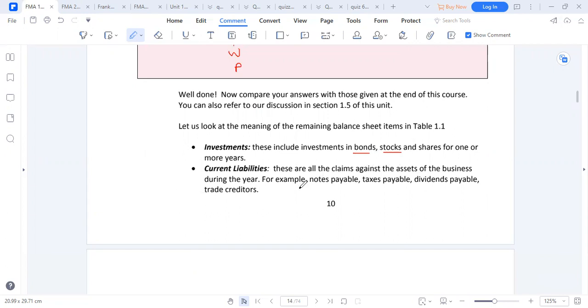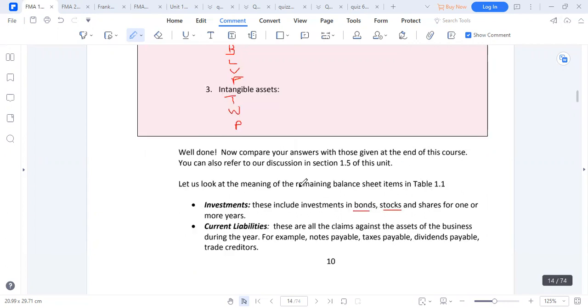Sorry, just a minute. On intangible assets, where we said trade name, goodwill are examples, and what's the P? The patents. A patent. Yes, a patent right. For instance, if you're going to trade under a certain company, you need to have a patent.